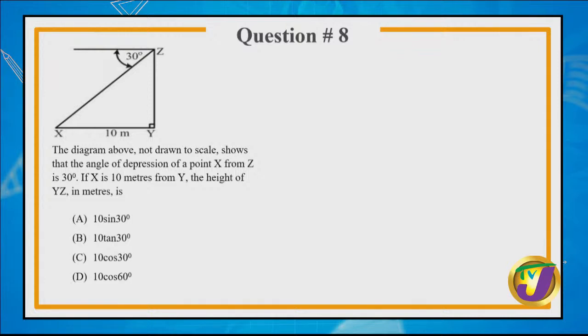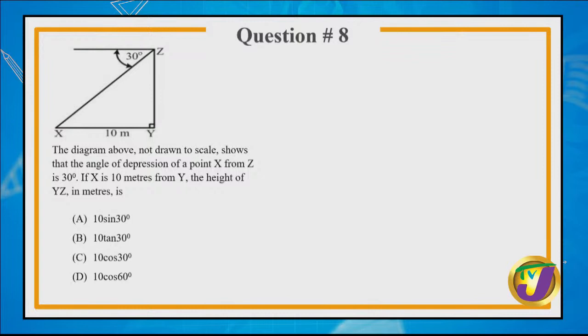That's a mouthful. But it's represented there on the diagram for us. For some persons, not seeing a person being represented, because we are talking about angle of depression, might make them wonder, what are they talking about? Where is this angle? But the angle is there, highlighted and represented as 30 degrees.